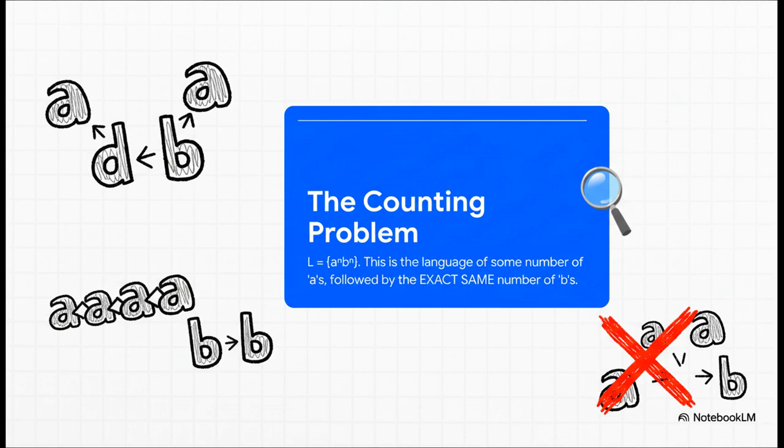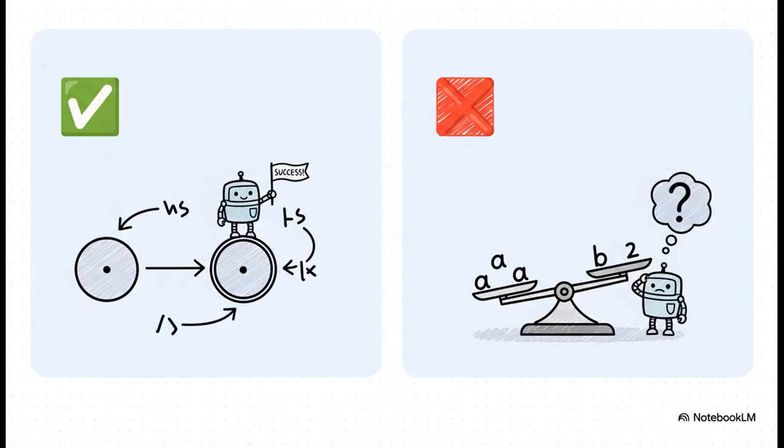And this lack of memory makes some seemingly simple patterns totally impossible for them to recognize. Take this language, for example. Any number of A's followed by the exact same number of B's. So words like AB, AABB, AAABBB, they're all in the language. But ABB or AAB, nope, they're not. Let's just compare these two ideas side by side. Our little machine could easily check if a word ends in B. Why? Because all it needs to know is its current state based on the very last letter it saw.